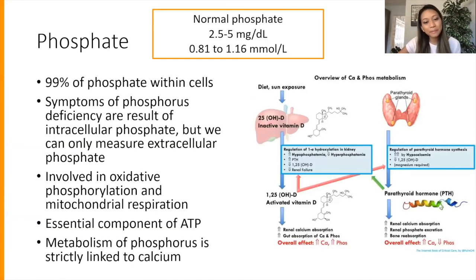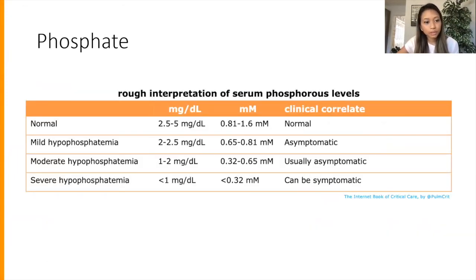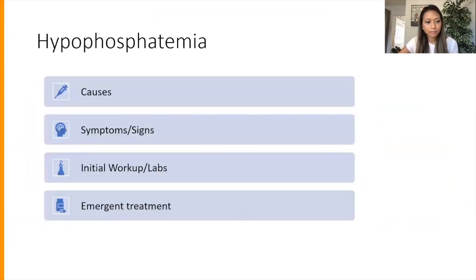Okay, so phosphate, if you recall, it's in ATP. It's everywhere. You really need this. It has a role with parathyroid hormone and in the kidneys. So this is a good chart. We can go over it later.